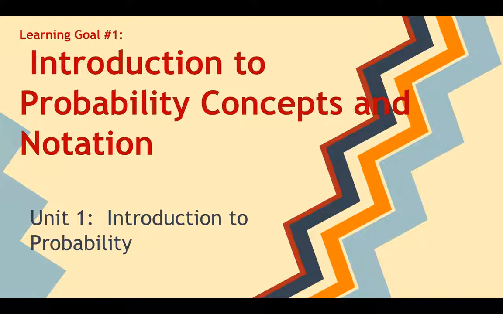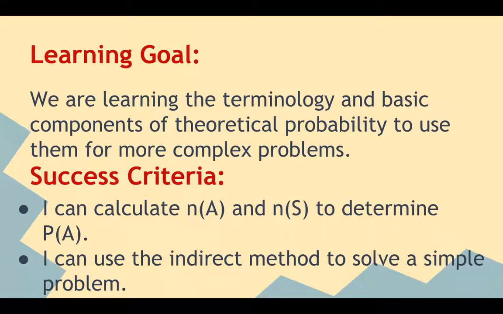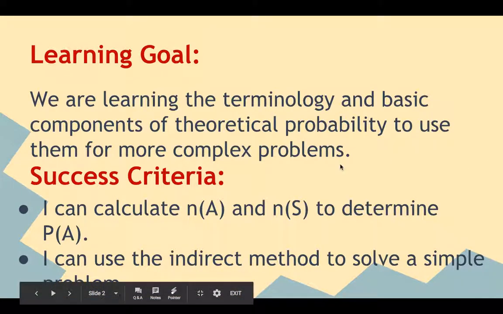Talking about some intro concepts and notation. The learning goal that we're looking at today and yesterday was just learning basic terminology and components of theoretical probability. Some of these questions are going to seem a little bit more straightforward, but we use those just so that we can talk about the notation. So the success criteria is N of A and N of S, like, do you understand what those mean?